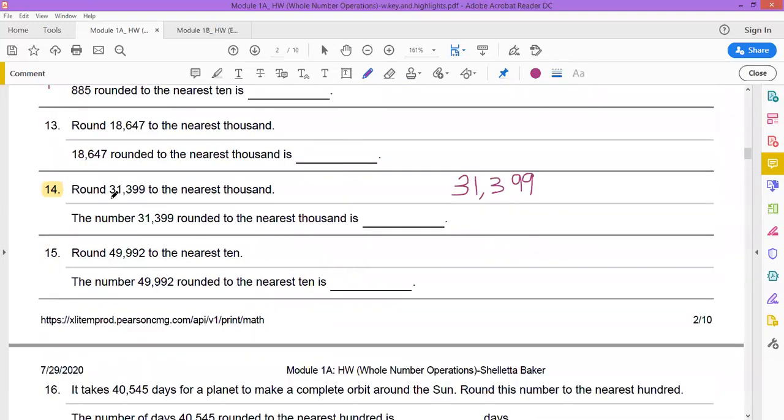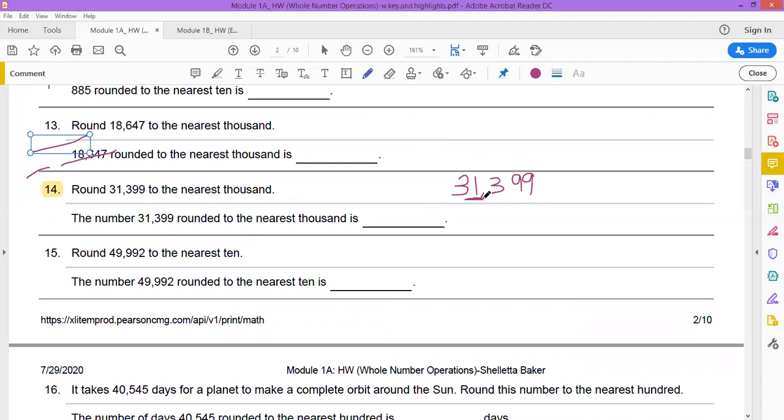All right, let's look at number 14. So for number 14, you're asked to round 31,399 to the nearest thousand. Now I rewrote this digit over here to the side, and remember our places, right? So we have the ones, tens, hundreds, thousands place. This 1 is in the thousands place. That's where we want to round.